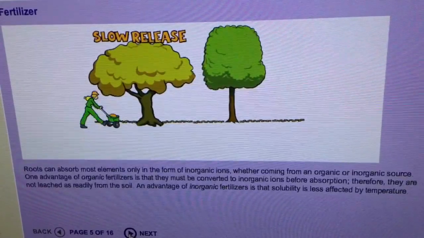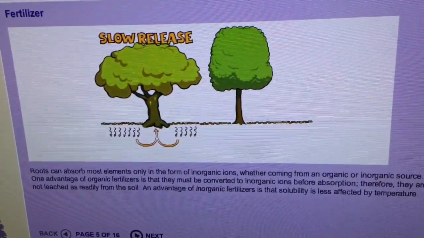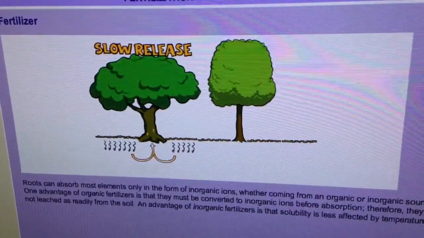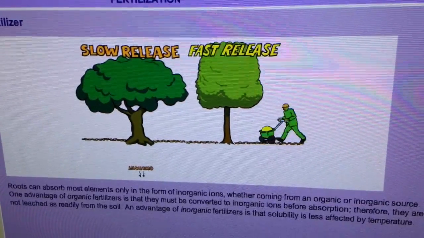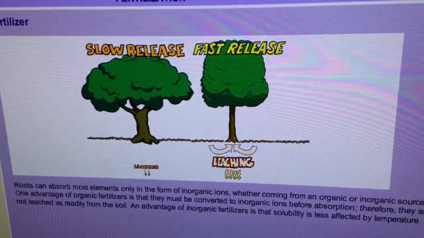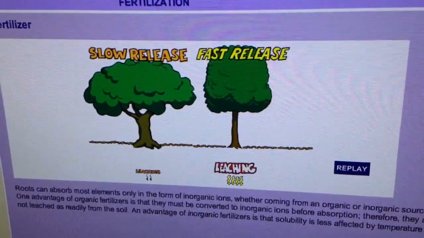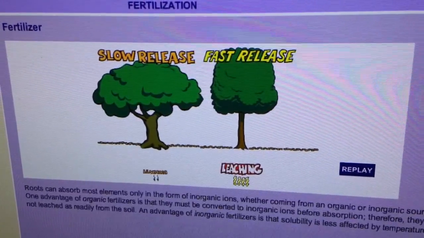Roots can absorb most elements only in the form of inorganic ions, whether coming from an organic or inorganic source. One advantage of organic fertilizers is that they must be converted to inorganic ions before absorption. Therefore, they are not leached as readily from the soil. An advantage of inorganic fertilizers is that the solubility is less affected by temperature.